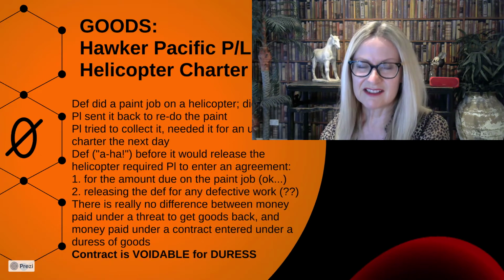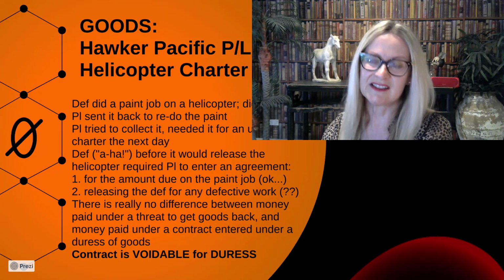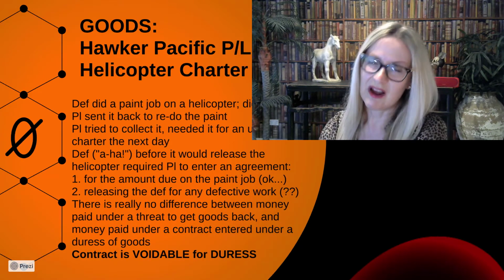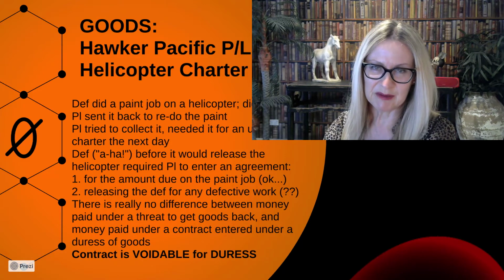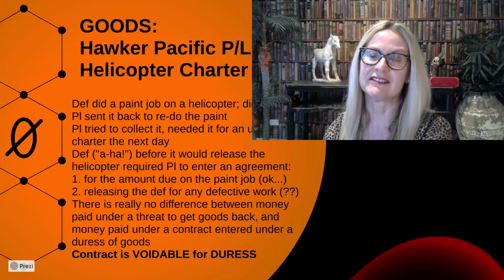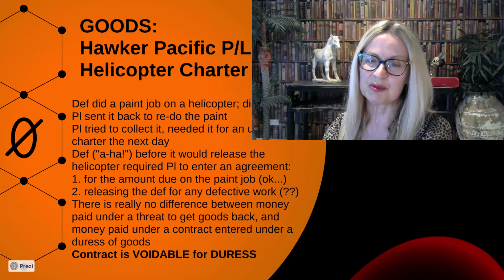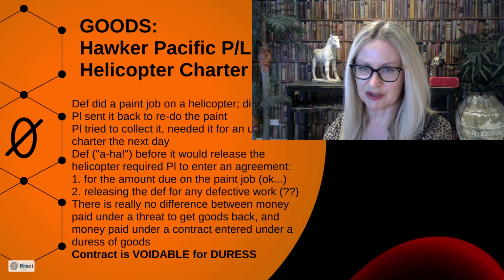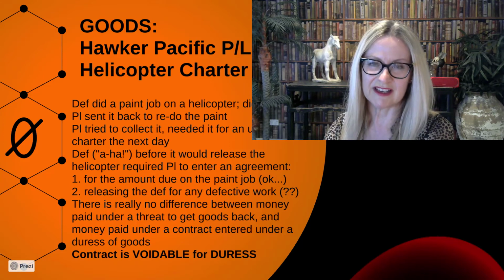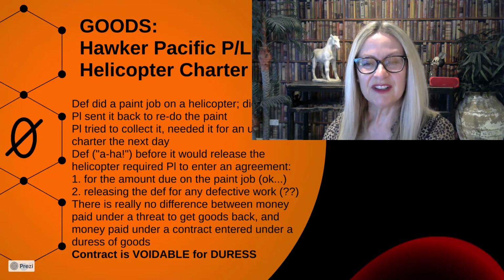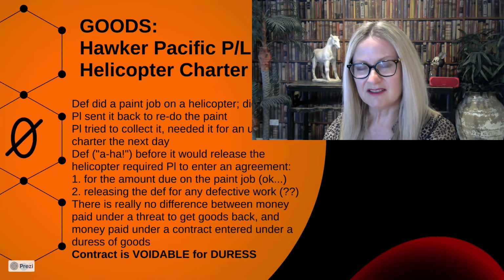So they decided that before they would release this helicopter, they would require the plaintiff to enter into an agreement. Now, the agreement had two salient terms for our purposes. Firstly, an acknowledgement of the amount that was due for the paint job. Well, that's fine, no real problems there. Secondly, releasing the defendant for any defective work.